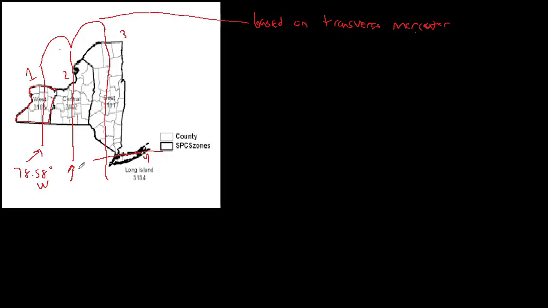This right here is 76.58 degrees west, right? So we're rotating the transverse Mercator ever so slightly to set that central meridian, or the standard line, in the middle of this zone here. We rotate it slightly more to set a different projection here. We rotate it slightly more, we set this projection here. So these 1, 2, and 3, these are different projections.